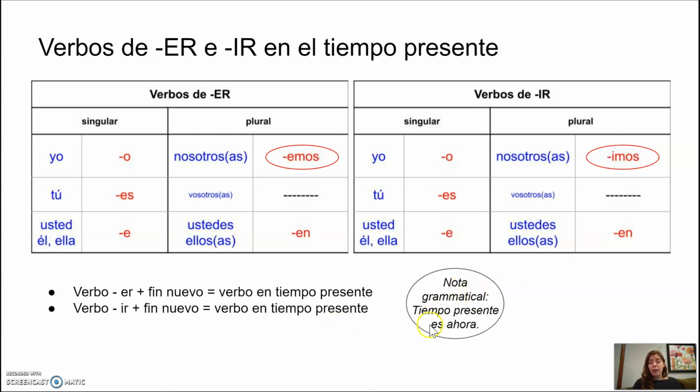Nota gramatical, el tiempo presente es ahora, right now. Continuamos con estos verbos. So let's continue now that we have those endings, and we'll continue to work on memorizing o, es, e, emos, en.